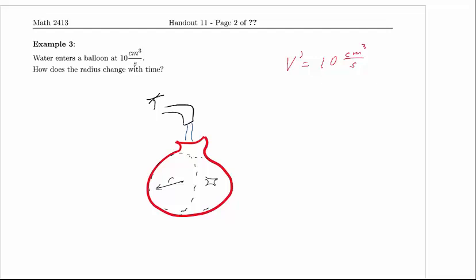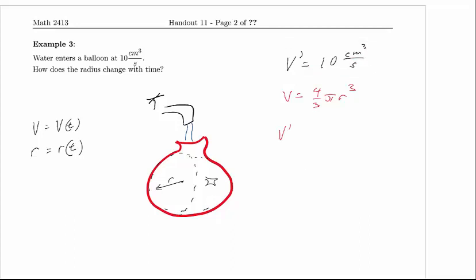All right, so what is the equation for the volume of a sphere? Well, the equation for the volume of a sphere is 4/3 pi r cubed. And so we're going to use a little bit of implicit differentiation. We want to make sure that we are well aware of the fact that volume is a function of the radius, and that the radius is a function of time. Everything ultimately is a function of time.